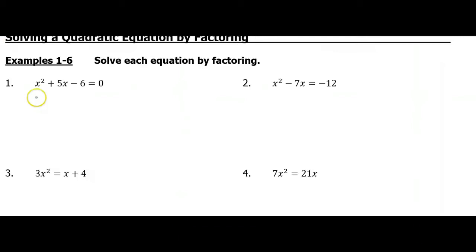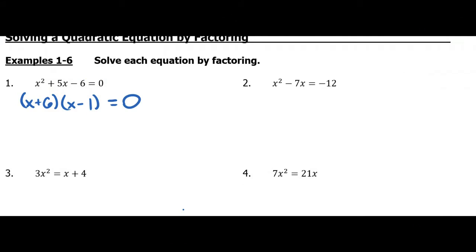So number 1, we have x squared plus 5x minus 6 equals 0. We're already set equal to 0, so now I'm just going to factor the left side. I need a positive and a negative, since my constant term is negative 6. I need numbers that multiply to get negative 6 and combine to get positive 5, and that's going to be a positive 6 and a negative 1. That is how this expression will factor.